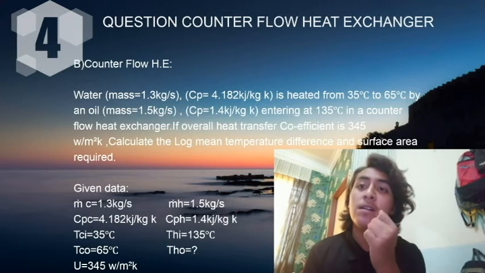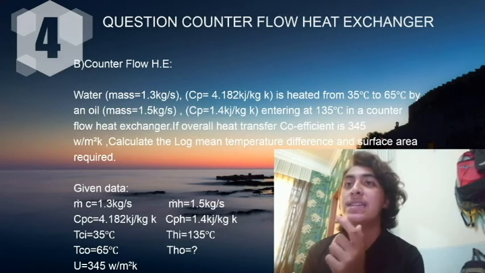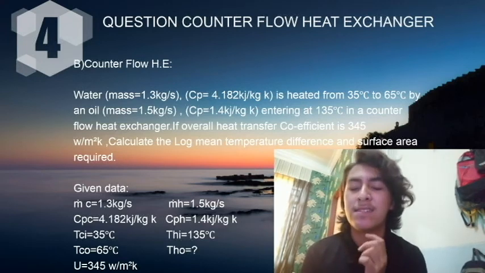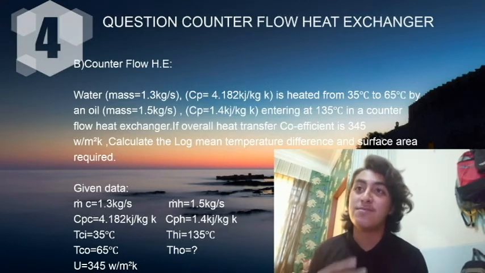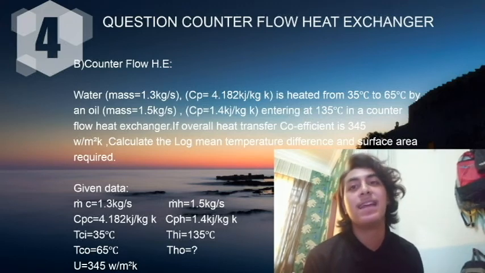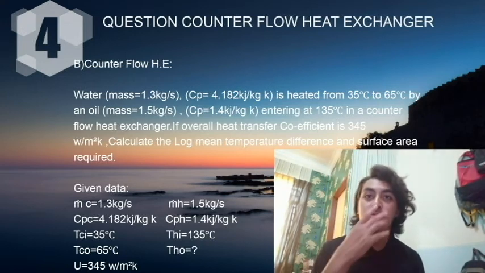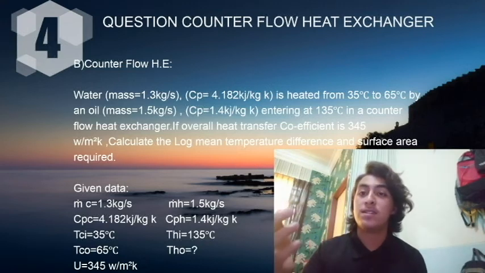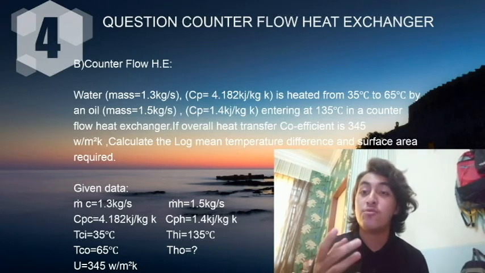If the overall heat transfer coefficient is 3345 W per m square K, the question asks to calculate the log mean temperature difference and the surface area required. You should take the given data to do the solution.